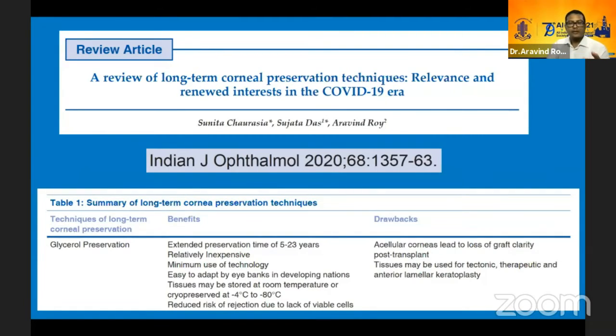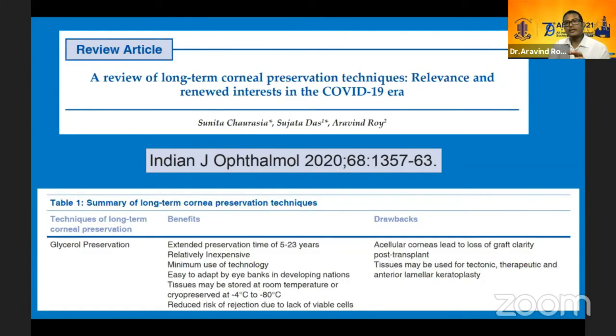This is because worldwide eye banking systems were collapsing in the wake of the rapid rise of the pandemic, the surge of cases, and thereby the consequent decrease of corneal retrieval because of COVID. So when we reviewed the existing literature, we found that glycerol corneal preservation is a very easy to perform procedure.